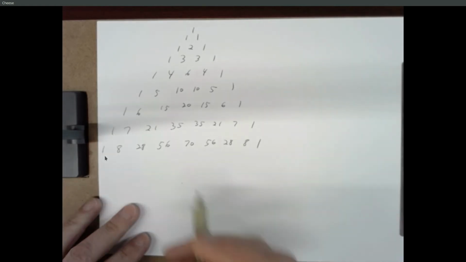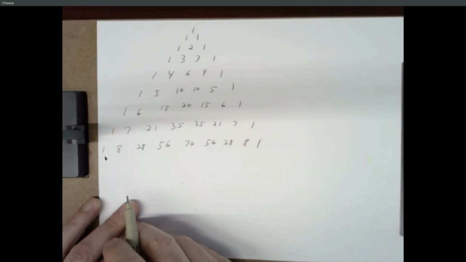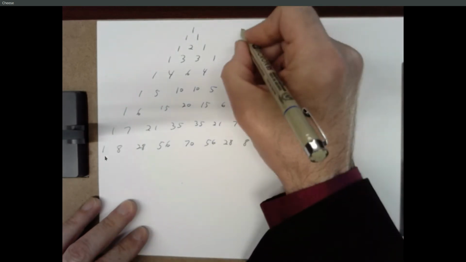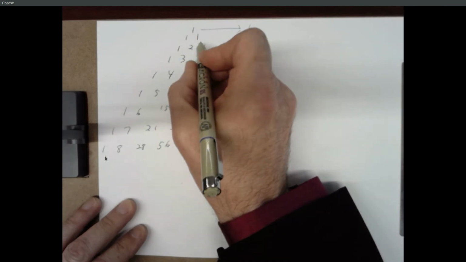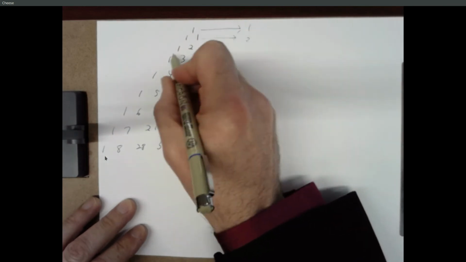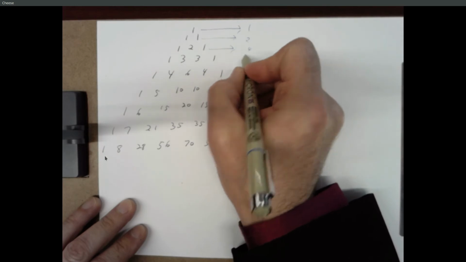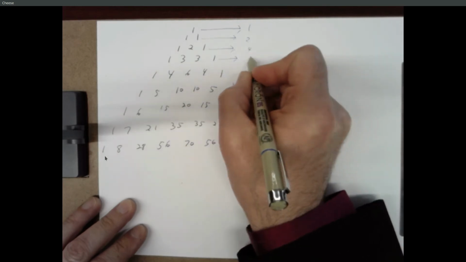Well, let's play with this for a few minutes. So what do I get if I add the elements in this first row? I just get a 1. What if I add the elements in the second row? 2. Third row? 4. Next row? 8. You see the pattern?